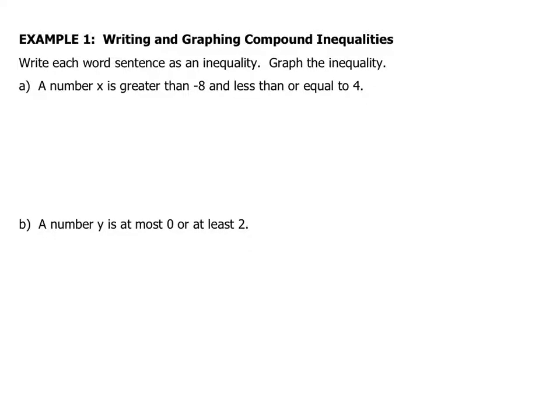Next, we want to be able to write each word sentence as an inequality and then graph it with the number line. So a number x is greater than negative 8 and, so that's a keyword there, less than or equal to 4. So the first part, number x is greater than negative 8. And, obviously, is the "and" part, less than or equal to 4. So let's just write that one separate for the moment. So that would be the two parts.